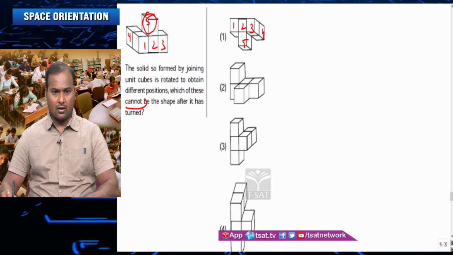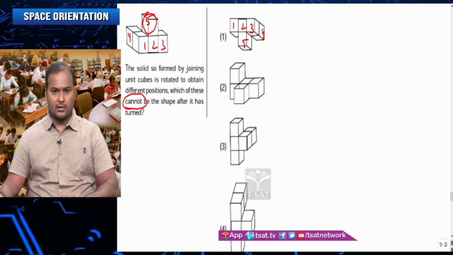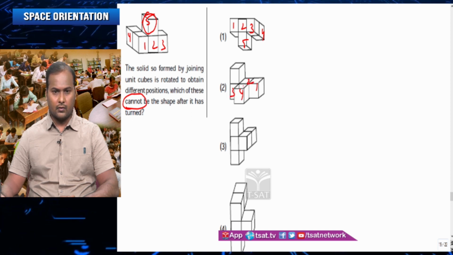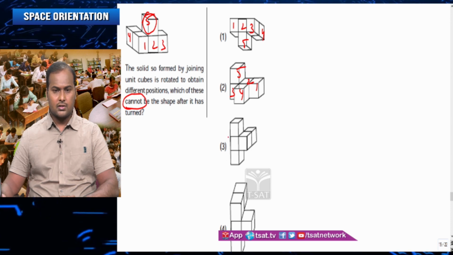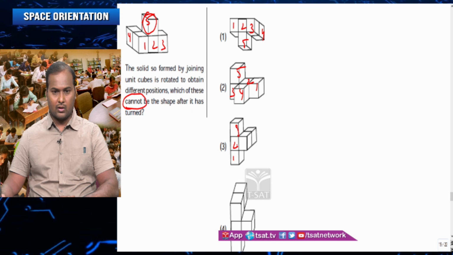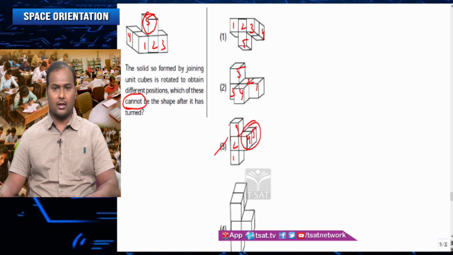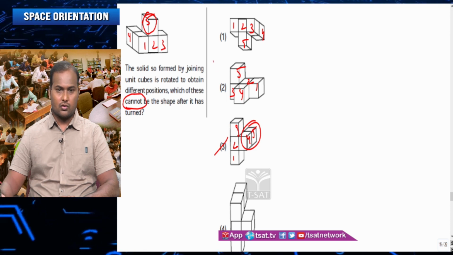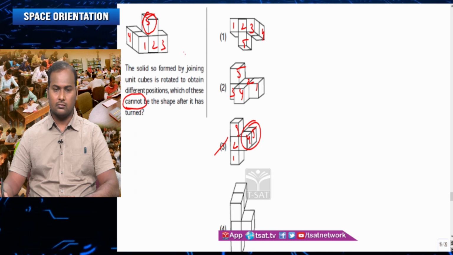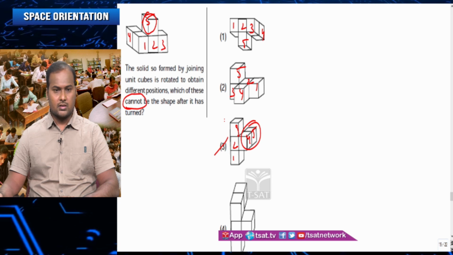He is asking which cannot be the shape. See the second option. Second option also 1, 2, 3, again 4, 5 is on the top. Check the third option here. 1, 2, 3. So these are in one position, whereas 4 and 5 are on the top. So option 3 cannot be the answer. So options 1, 2, 4 are rotations of the question figure, whereas option 3 is not a rotation of the question figure.